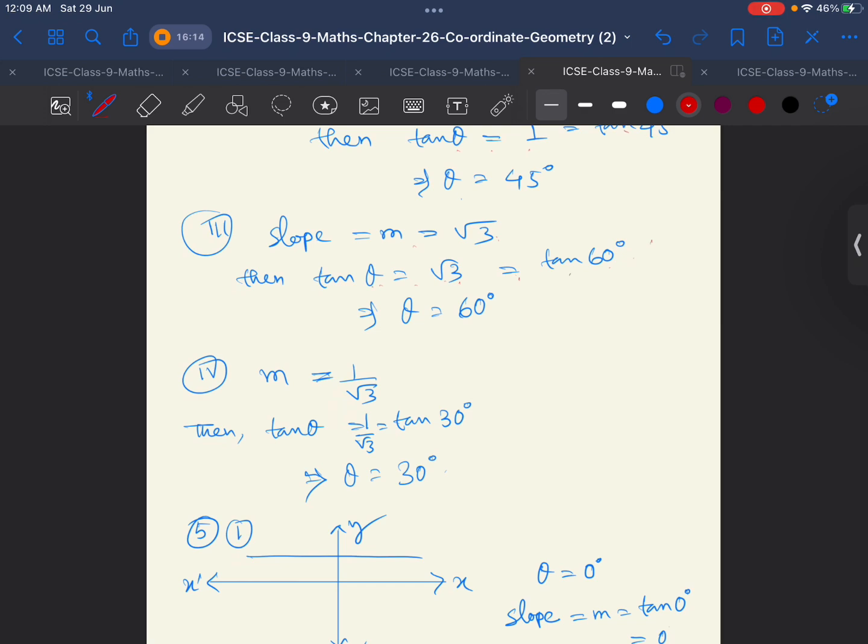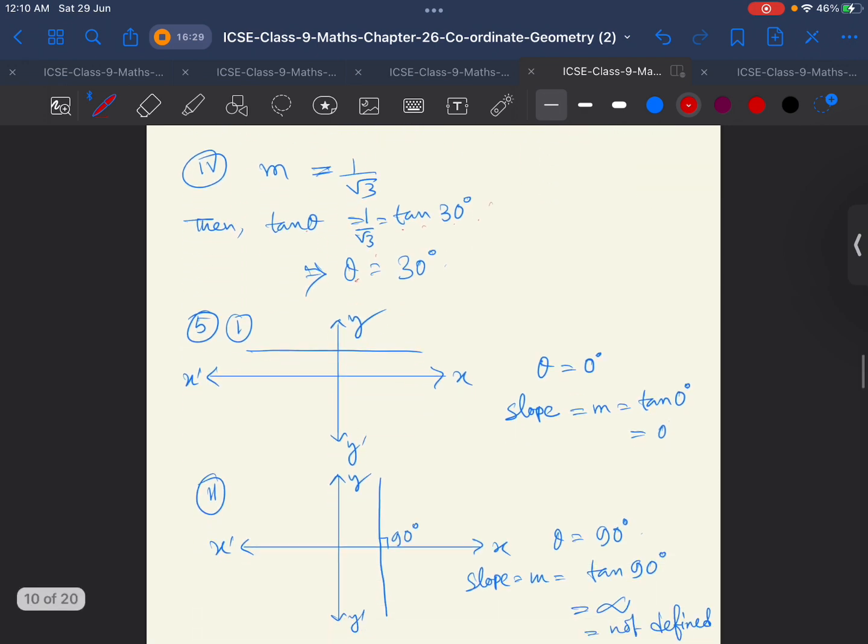Question number 4, 1 by root 3. So the slope is 1 by root 3. Then tan theta equals 1 by root 3 equals tan 30 degrees. So here the inclination theta equals 30 degrees.